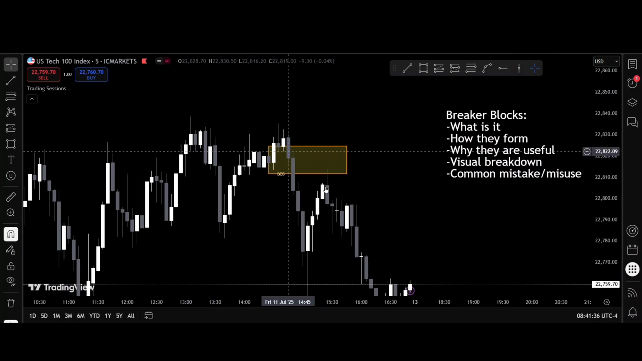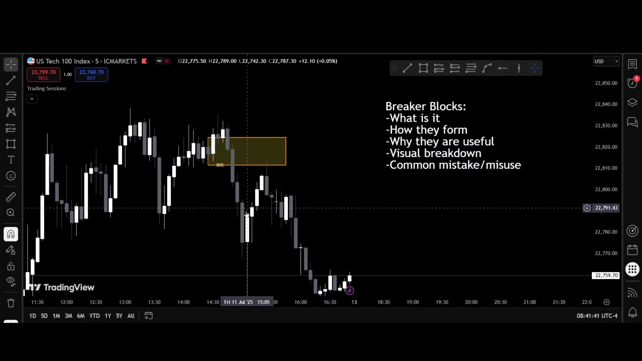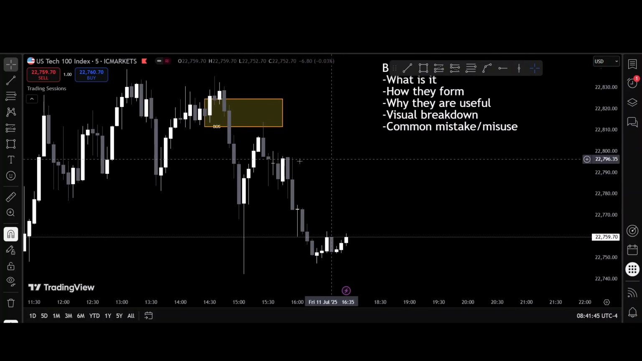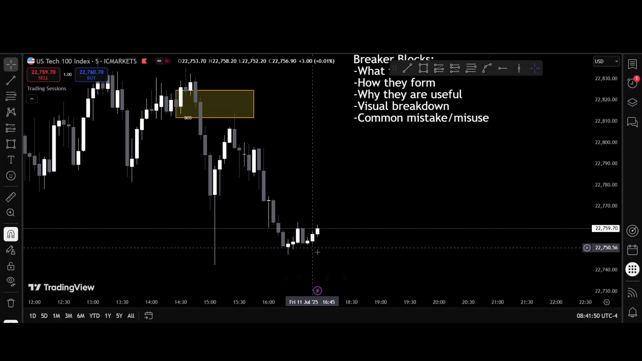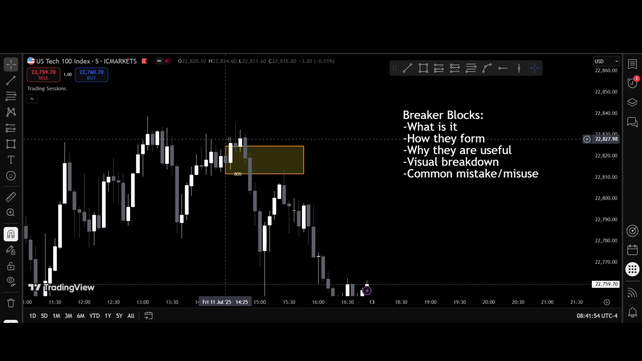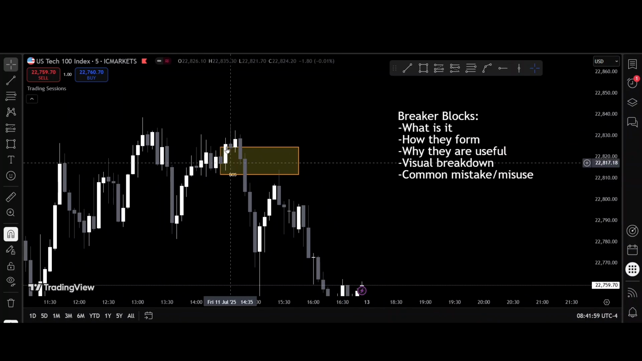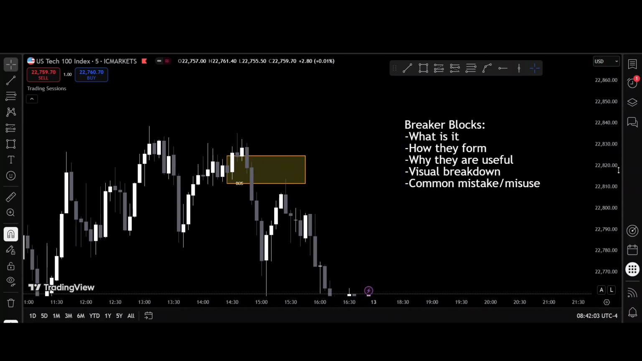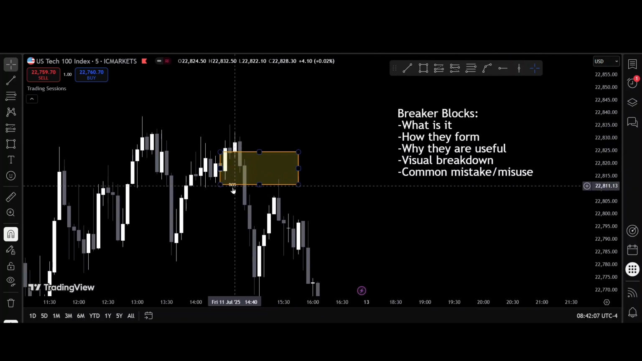But anyways, back to this example. We had a breaker block. We retraced. We broke structure to the downside. What happens? We retrace into the breaker block and continue lower. Great example right here. Sometimes what I like to do is after we sweep liquidity on a higher time frame, maybe sweep 1 hour or 4 hour or previous session highs and lows, I'll wait for 5-minute confluences like this.